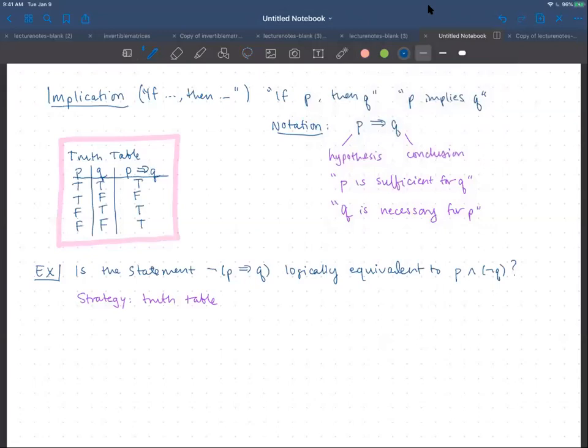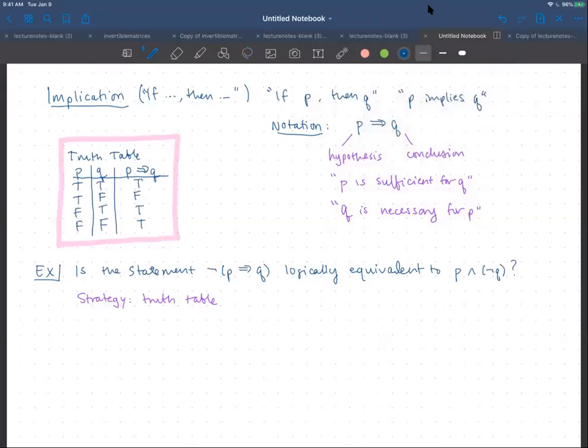Okay, we've seen another logical connective that has 3 trues and a false in its truth table. So we might wonder if this is logically equivalent to some kind of or statement, or disjunction, which is the other type of logical connective that has 3 trues and a false in its truth table. So keep that question in mind.